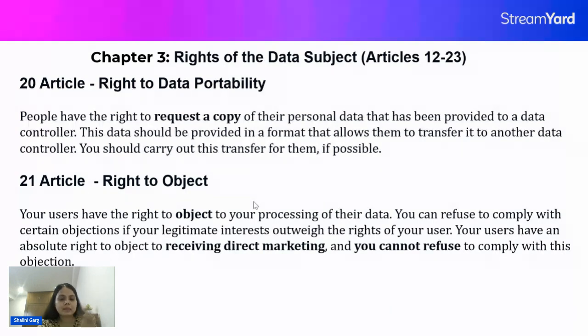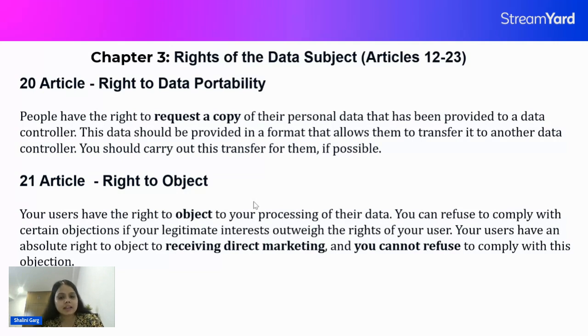So for example, I'm taking the names. I want my data to be transferred from Bajaj Finance to some other company, Sun Life Insurance. So what I have to do is ask Bajaj Finance to just transfer my data. If the processing is based on consent or a contract, then I have to execute or change that contract. Otherwise, if the processing is carried out by automated means, then it can directly be transferred.